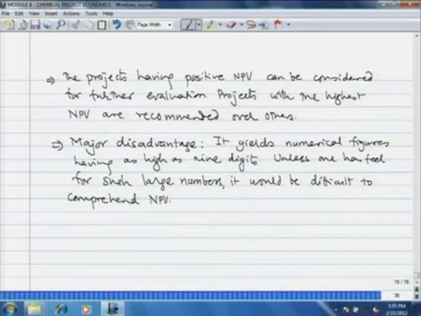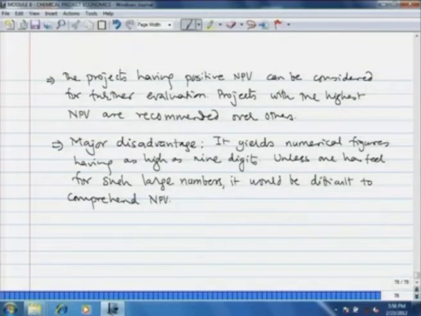It could be in crores, okay, 20 crore, 30 crore, 100 crore. So, you get a very large number, and to comprehend that number, we have to have a feel for such numbers. Like for example, okay, is 20 crore profit enough for let us say 10,000 tons per day of methanol plant? Okay, so that thing we have to have some feel for that particular number. So, unless and until one has feel for such large numbers, it will be difficult to comprehend net present value. Then what is the solution?